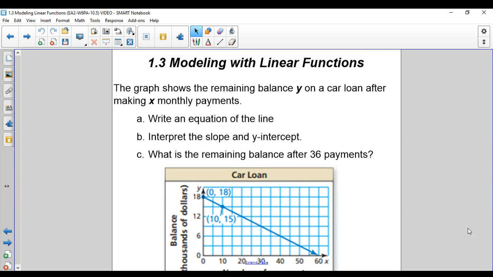All right, we're going to be looking at modeling with linear functions. So these are going to be some word problems. I'm going to walk through this first example, take my time with it, then I'll go through a couple more examples on a second video here.